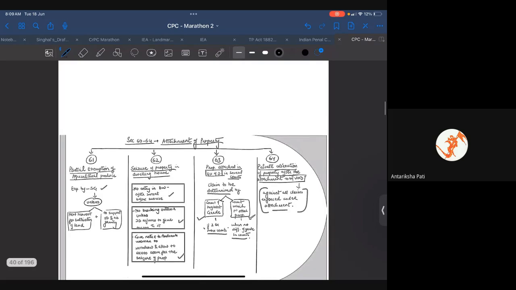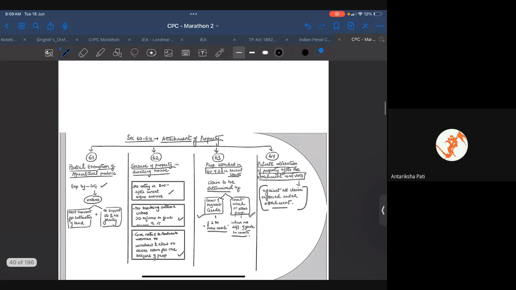It says partial exemption of agricultural produce. What it says is that here it is given by the state government. If it is not given by the state government, then it cannot be done unless the next harvest for cultivation of land is enough to support the judgment debtor and his family. Section 62 says that seizure of property in a dwelling house.